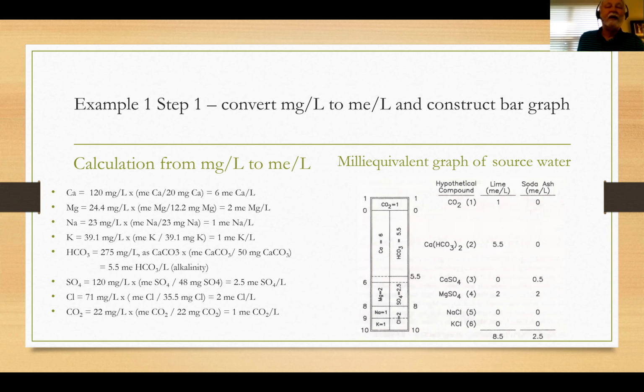Okay. And again, you can see the 5.5 milliequivalents of calcium bicarbonate produces calcium carbonate. I'm done. The 0.5 milliequivalents of soda ash reacts with the calcium.